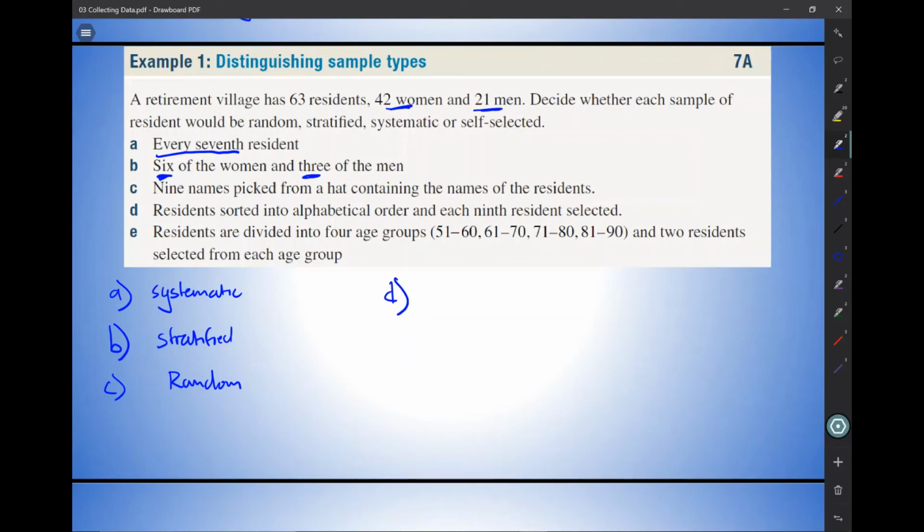So D, the residents are sorted in alphabetical order and every 9th resident is selected. Again, that's a systematic sample, because there's a rule and the rule is being followed.